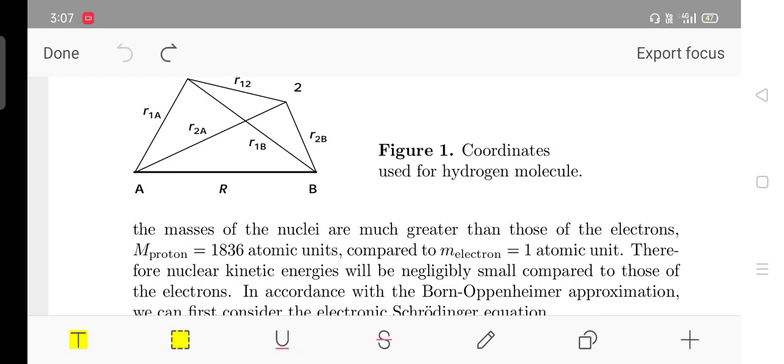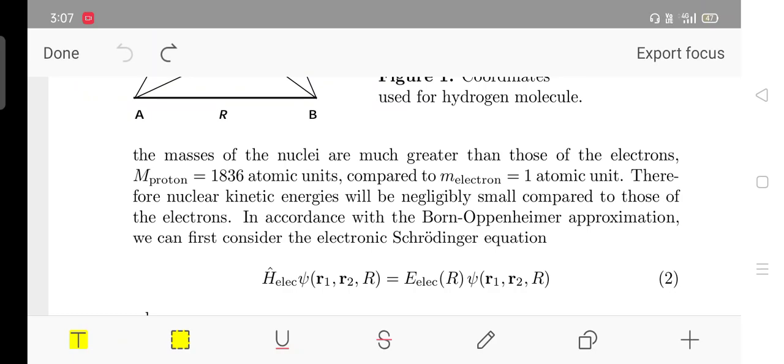Therefore the kinetic energies of the nuclei will be negligibly small compared to those of the electrons. Compared to the electrons, the mass of the nuclei is heavy, so the kinetic energy of the nuclei will be small.